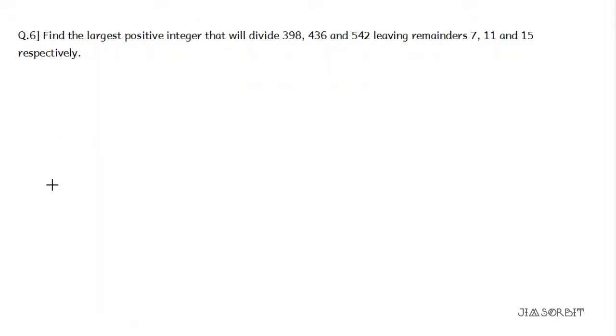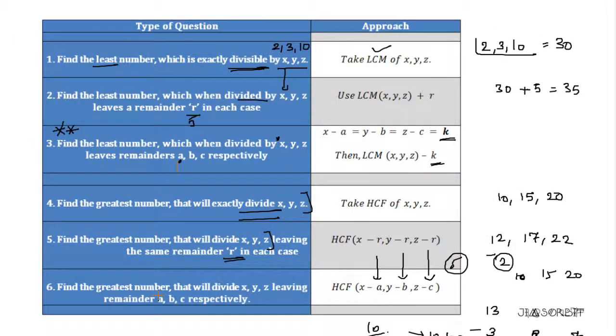Question 6 says, find the largest positive integer that will divide. Now, when it is divisible, we write LCM. But when it is divide, we write HCF. So it's saying the largest positive integer that will divide these three numbers, leaving remainder something. Let us come back from the rule sheet. Greatest number that will divide, leaving remainder this, we always find the HCF. I have explained it to you here only.